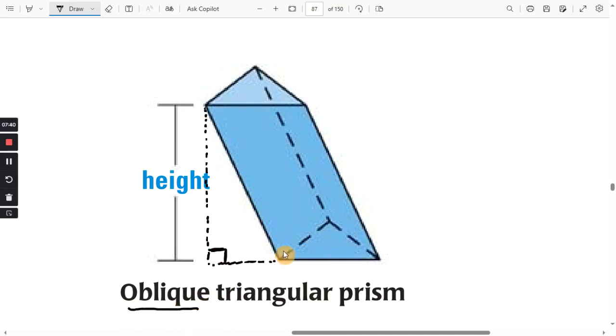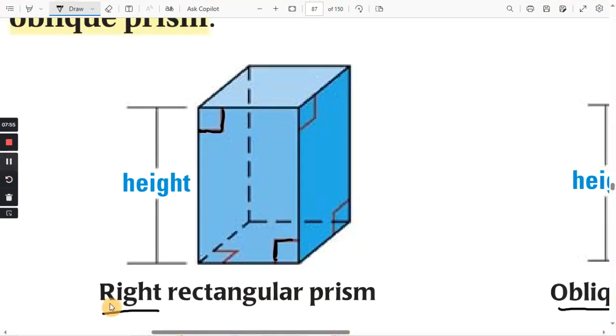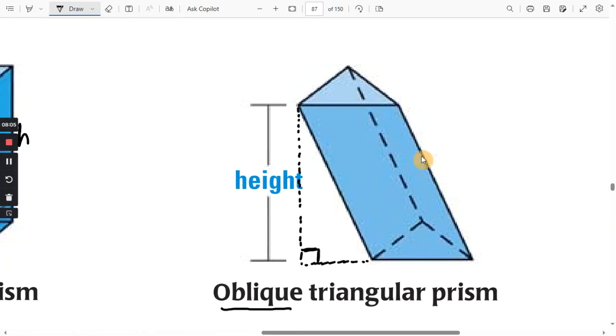The oblique one, the lateral edges do not make a right angle with the base. Okay, so the height is measured outside of the prism. On the right prism, the height is one of the sides. Okay, this would be the height right here. But on the oblique prism, this length right here, that is not the height. That's not the height right there. The height has to be straight up and down, perpendicular.